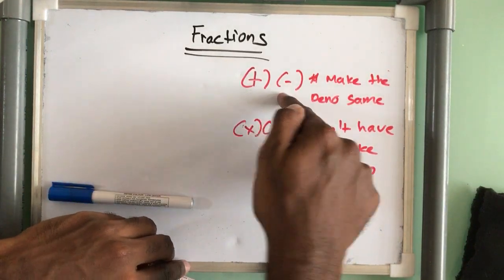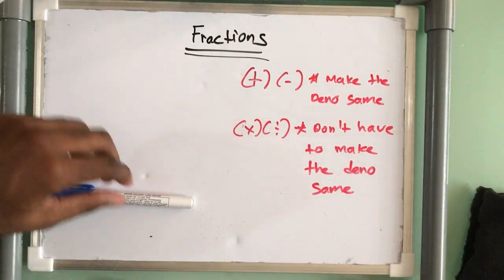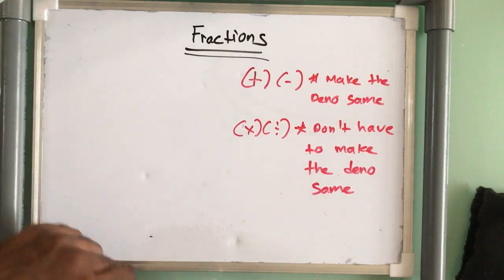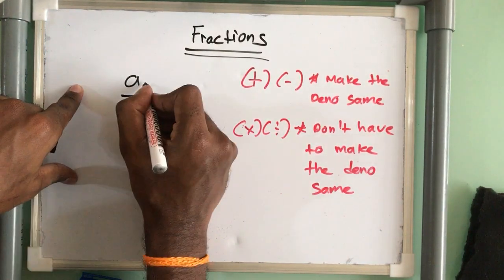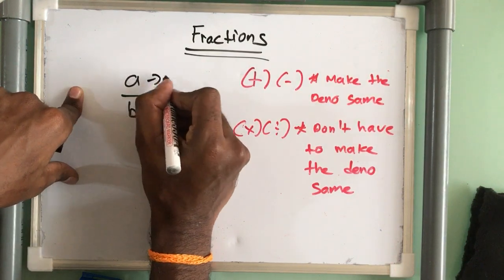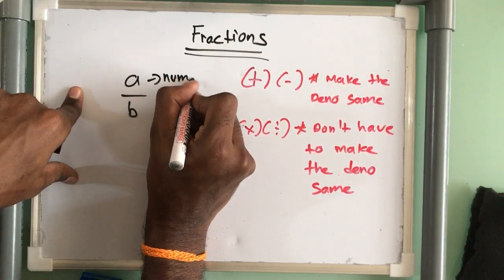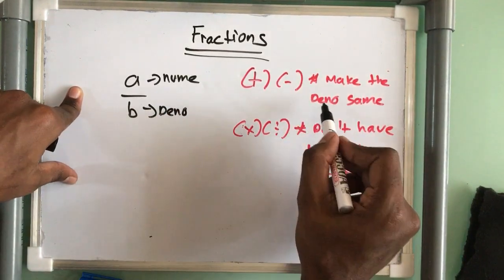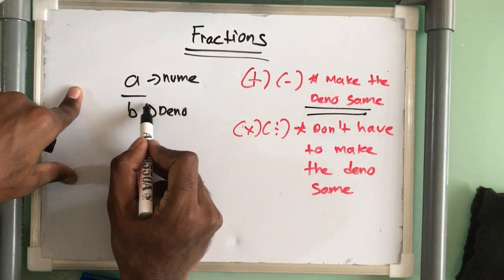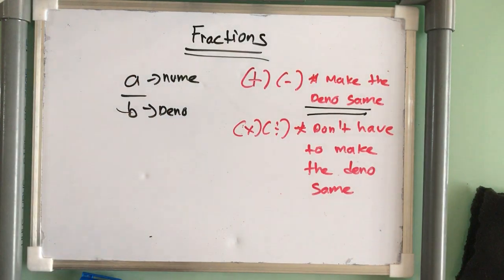So you can see they are in contrast with each other. When you have plus and minus, you must make sure the denominator is the same. If you have multiply and divide, you don't need to make the denominator the same. So what is a denominator? In a fraction, we have the top part and the bottom part. The top part we call the numerator, and the bottom part we call the denominator. Therefore, for addition and subtraction, you must make sure both fractions have the same denominator.